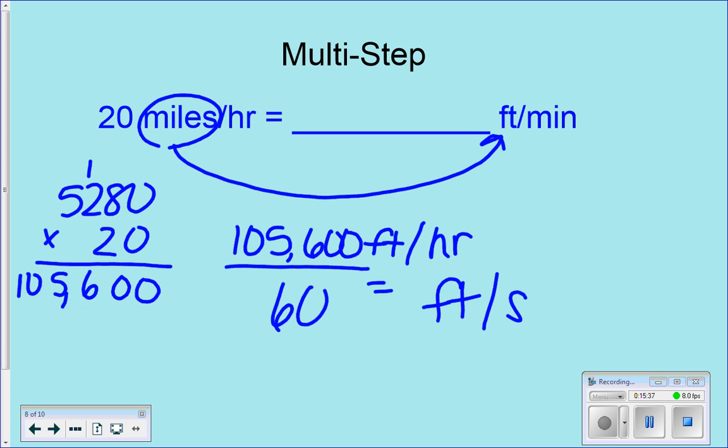Yeah, if I had miles per minute and I was going to go to feet per hour, then I'd multiply, yeah. So if I divide by 60, so I don't know what this is. Let's see.